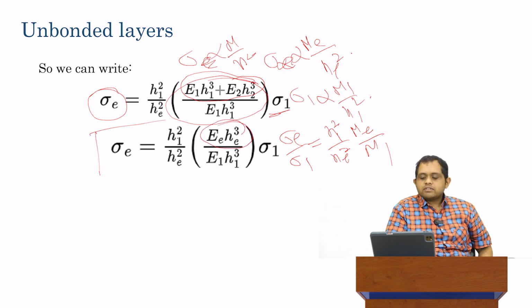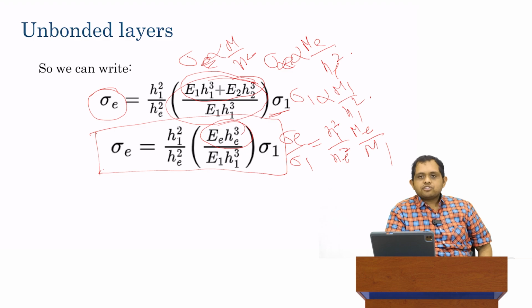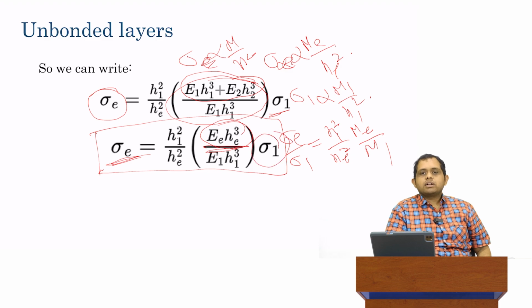So this formula is a succinct relationship: if we could somehow calculate sigma E, for which we have to calculate EE and HE, we haven't talked about how to do that yet. But if we had some EE and HE, and if somehow we could calculate sigma E, which you can do using Westergaard's theory, for example, then we can quickly calculate sigma 1 from that.